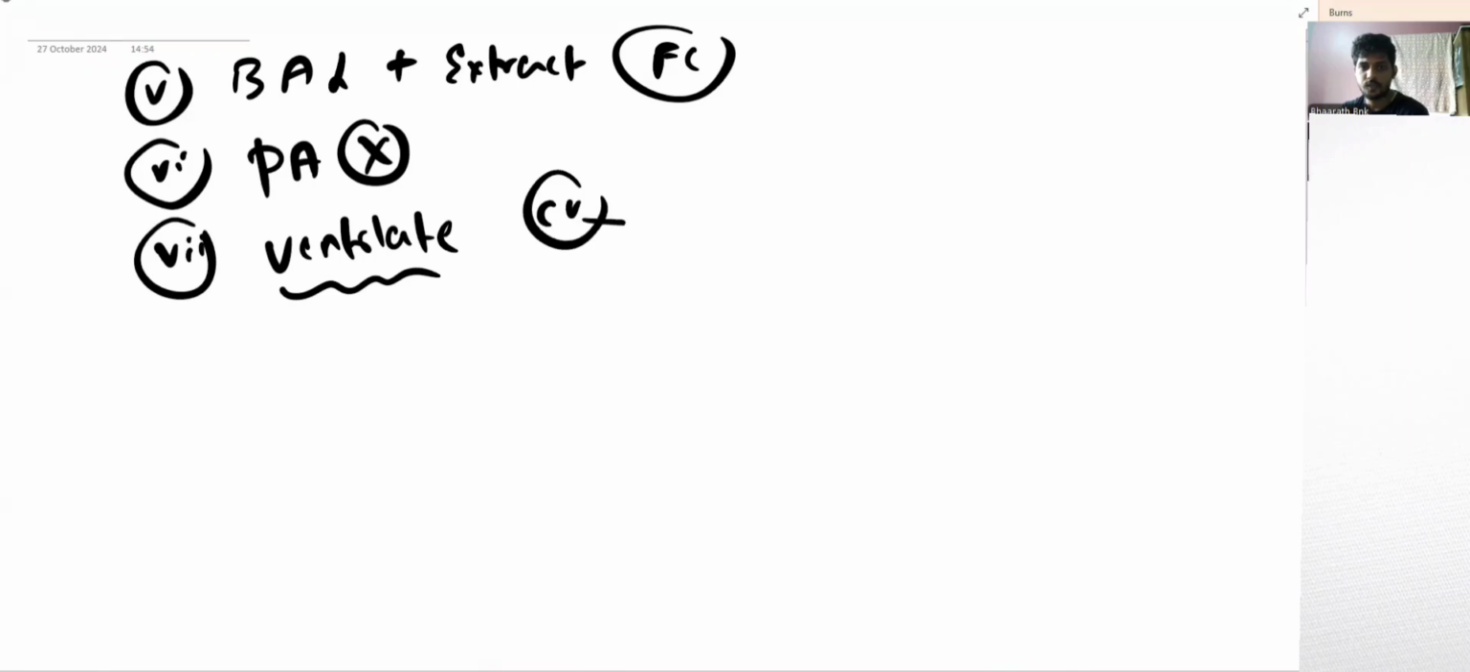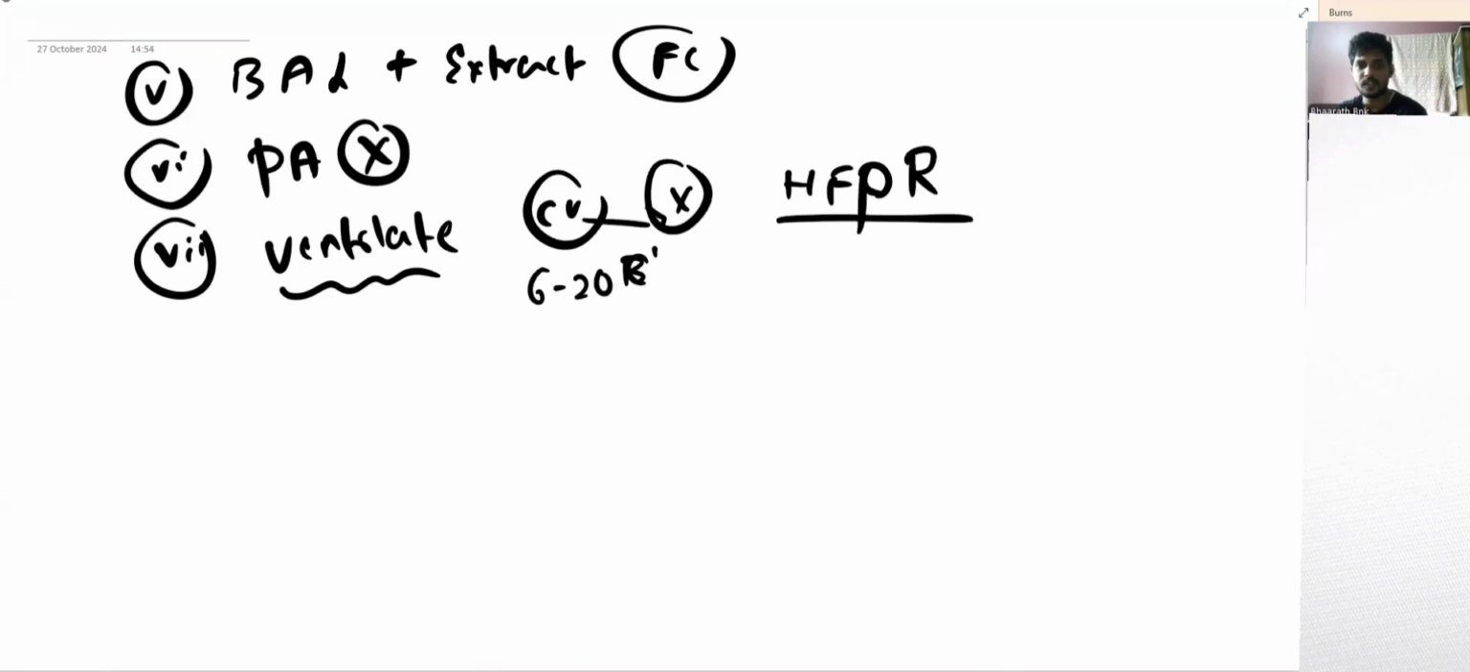But if the patient does not respond to this conventional ventilation, you can put him on something called HFPV, which is high frequency percussive ventilation. So what happens in high frequency percussive ventilation is here you give anywhere between 60 to 20 breaths or cycles per minute.